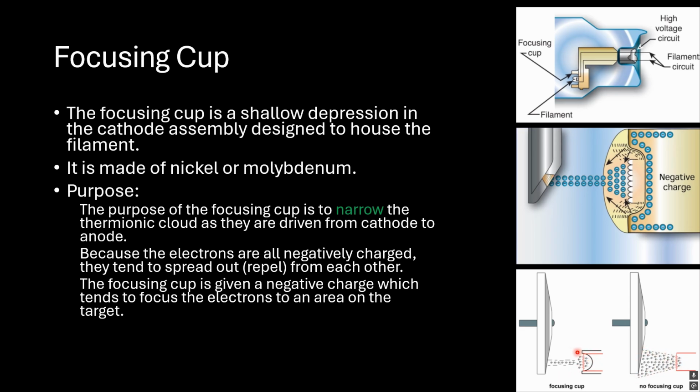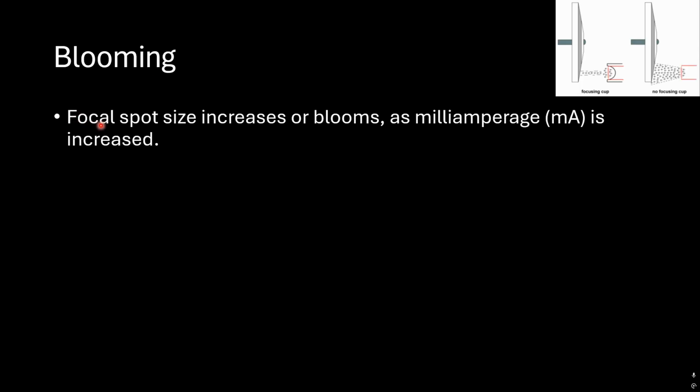But if you're using a focusing cup, this focusing cup will focus the electron beam into a smaller area on the anode side. Therefore, blooming will be reduced. This is called blooming. For blooming, focal spot size increases or blooms as milliamperage, or mA, is increased. When we increase mA, which means that we are increasing the number of electrons, or increasing the current, the focal spot size will increase as well, as we can see here.